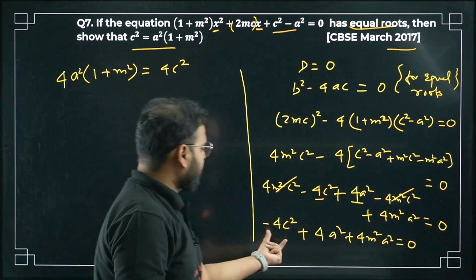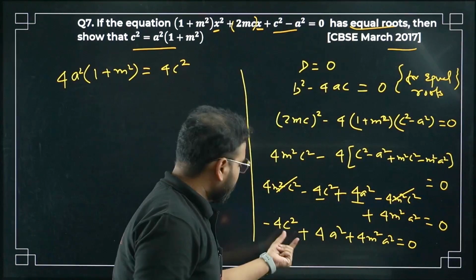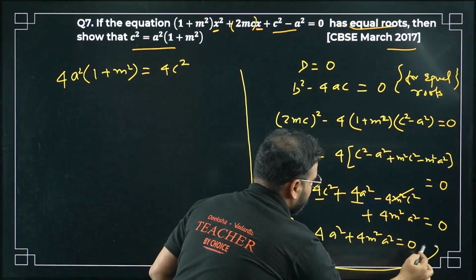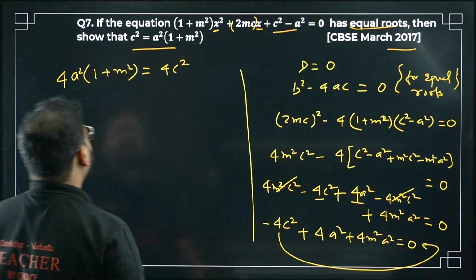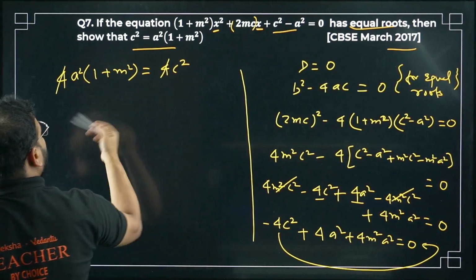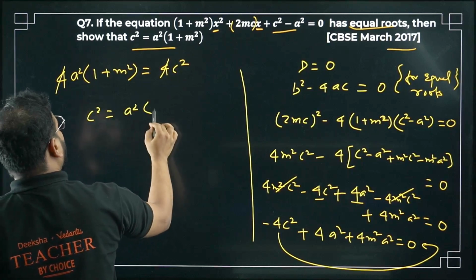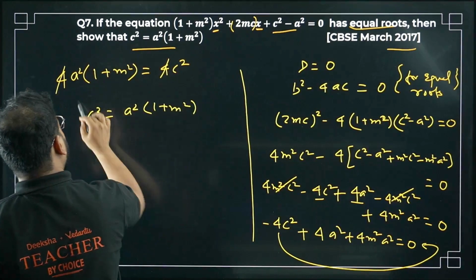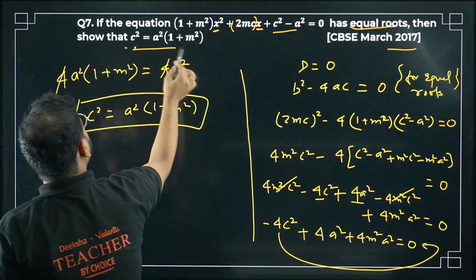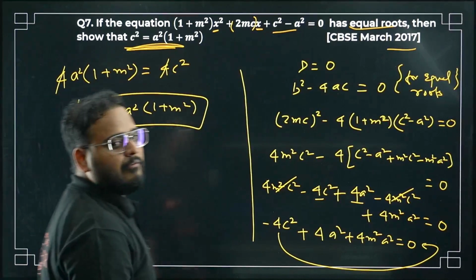I am bringing this term from here to this side of the equal to sign. Not a problem. 4 and 4 are cancelled. That's what we have to prove: c square equals a square into 1 plus m square. Check this. We have proved it, right?